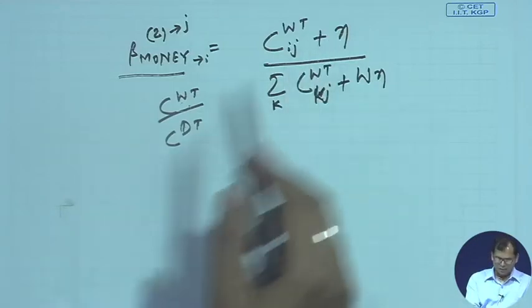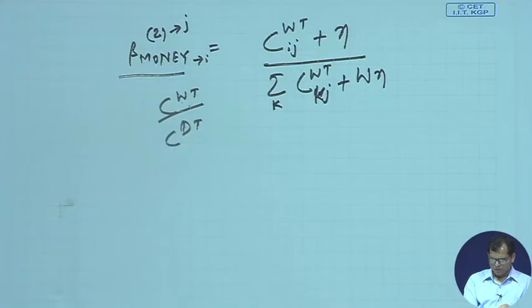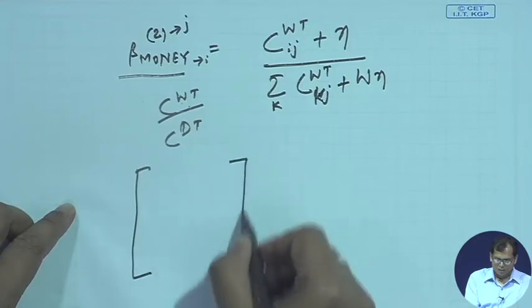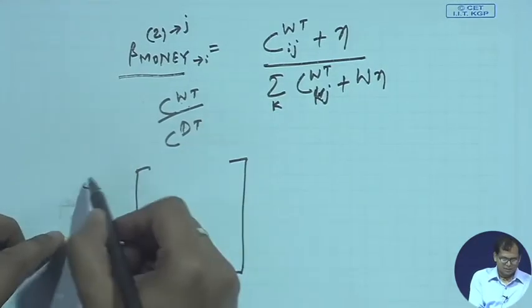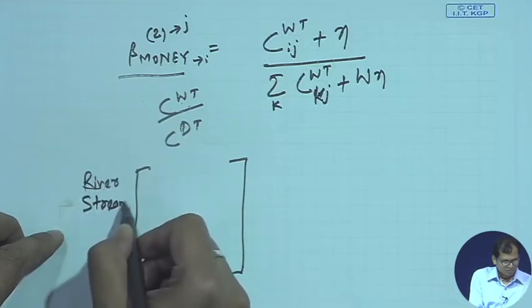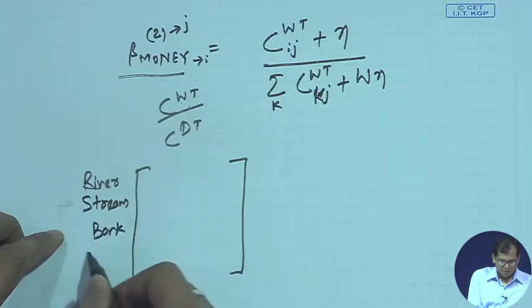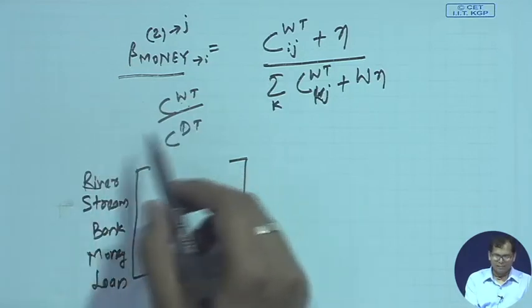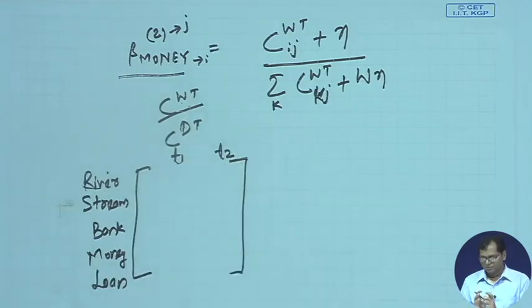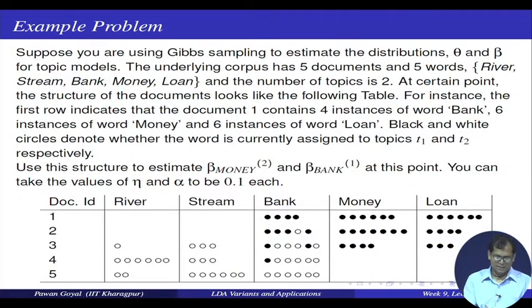So let us see how we estimate this parameter from this matrix. One thing is that you will have to first construct this matrix. So let us see what this matrix looks like. C WT will have 5 words: river, stream, bank, money and loan. And you have to find out how many times each word has been assigned to topic T1 and T2, not including this instance. That we cannot do at this time, so we will take all the instances. So let us see. River.